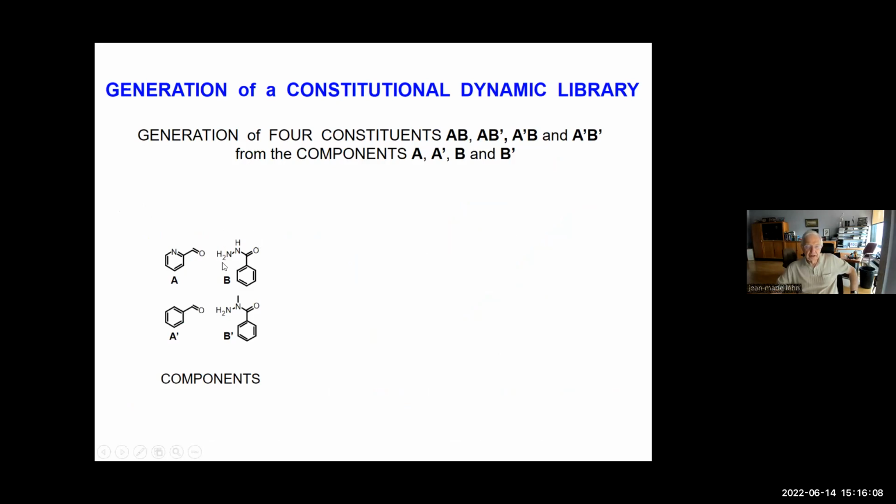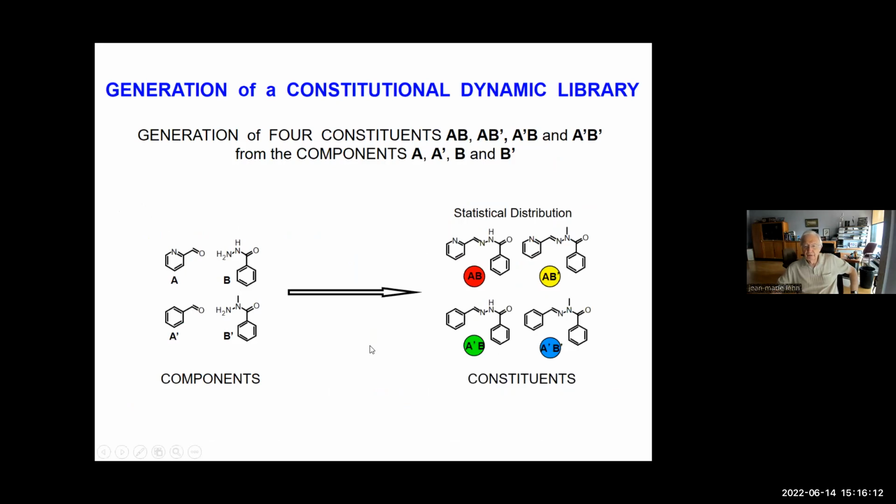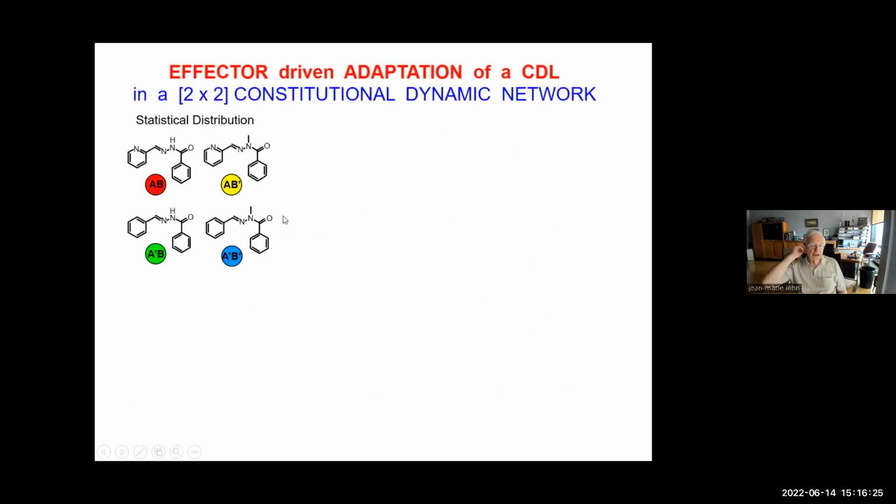Take this hydrazide and the N-methyl hydrazide here. They can make four constituents: AB, AB prime, A prime B, and A prime B prime. These are the four constituents you can obtain. Now, what can we do with those? If we start with these four constituents, we make them and then we mix them.